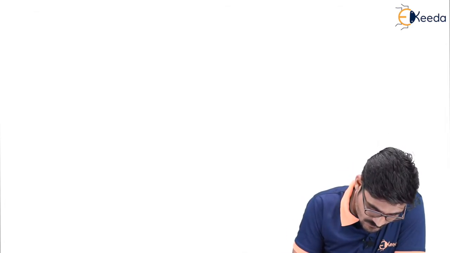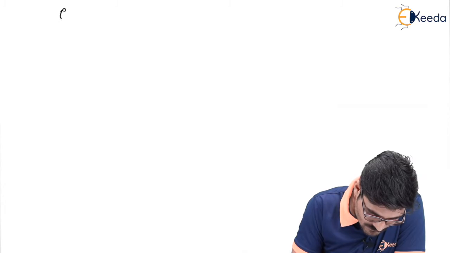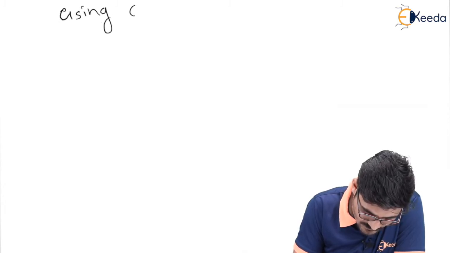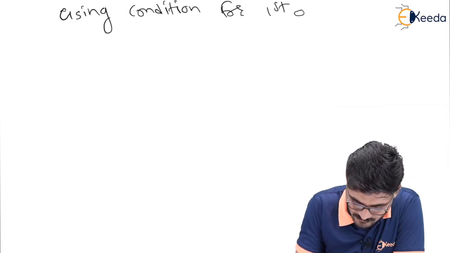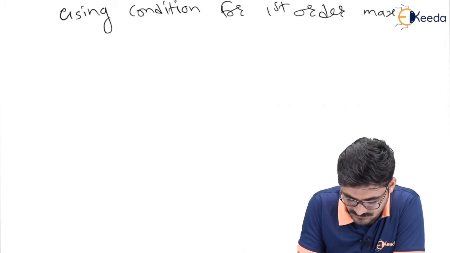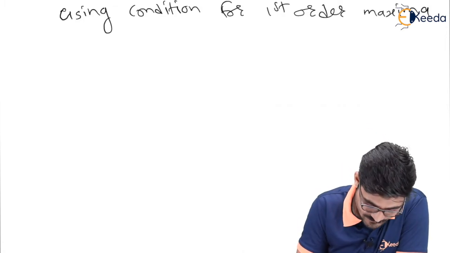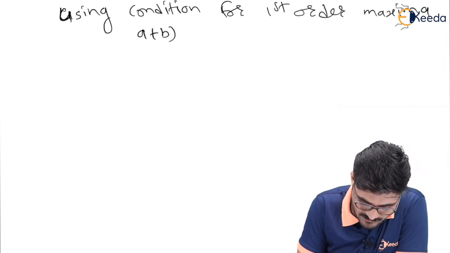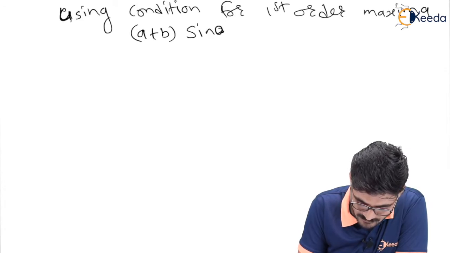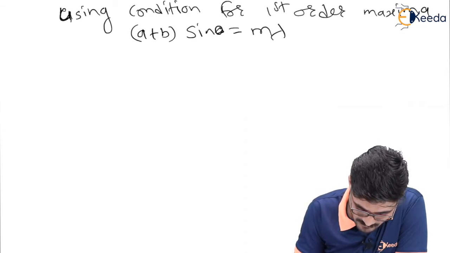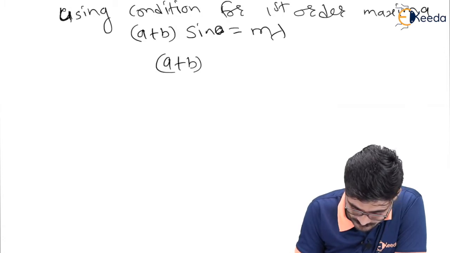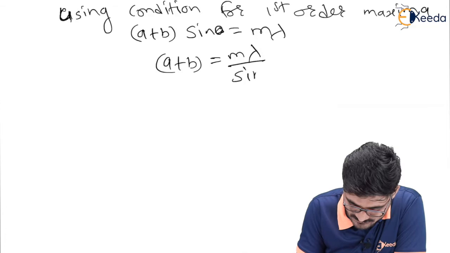Here, using the condition for first order maxima. Very simple type of question it is, but it was asked in a previous exam. So using the condition for first order maxima, what is it? A plus b sine theta is equals to m lambda. So you can find a plus b from here, that is m lambda upon sine theta.